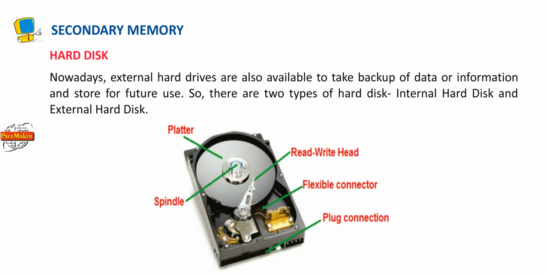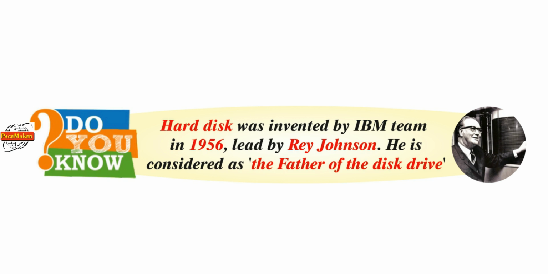Nowadays, external hard drives are also available to take backup of data or information and store for future use. So there are two types of hard disk, internal hard disk and external hard disk. Do you know? Hard disk was invented by IBM team in 1956, led by Ray Johnson. He is considered as the father of the disk drive.